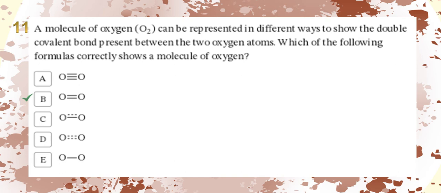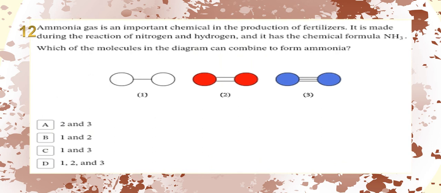Okay, let's go to question number 12. Question number 12 says that ammonia gas is an important chemical in the production of fertilizers. It's made during the reaction of nitrogen and hydrogen. Nitrogen needs 3 electrons to complete its outermost energy level, and hydrogen needs 1 electron to complete its outermost energy level. What is the chemical formula? NH3. Which of the molecules in the diagram can combine to form ammonia?